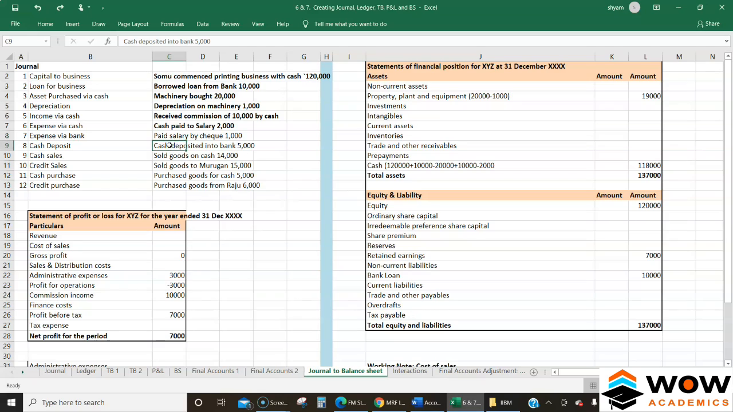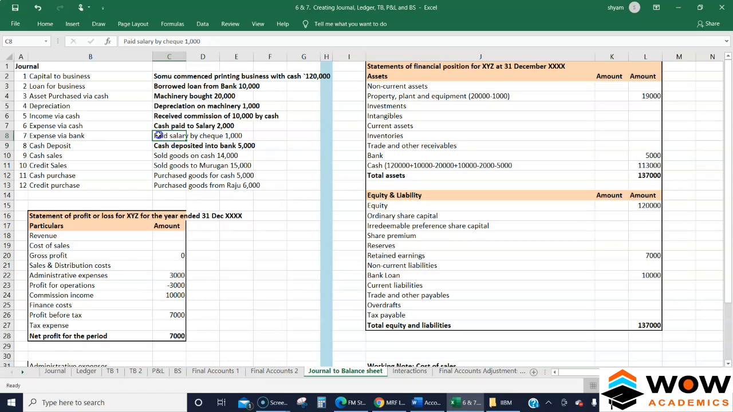First, we'll adjust this entry, cash deposited into bank. If you deposit cash into bank, your cash should first decrease, right? So this number should become 1,13,000, a reduction by 5,000, and our bank would be increased by the same amount. So that's going to be 5,000. So there's only a reduction in cash, increase in bank. So only your asset side gets affected.